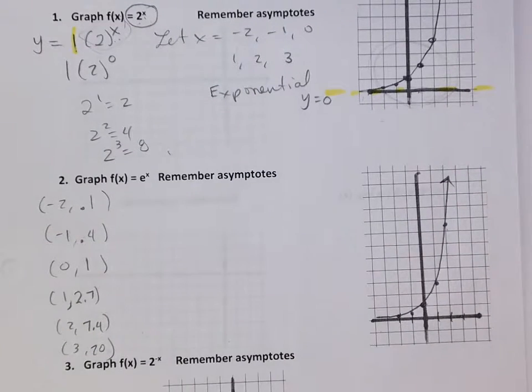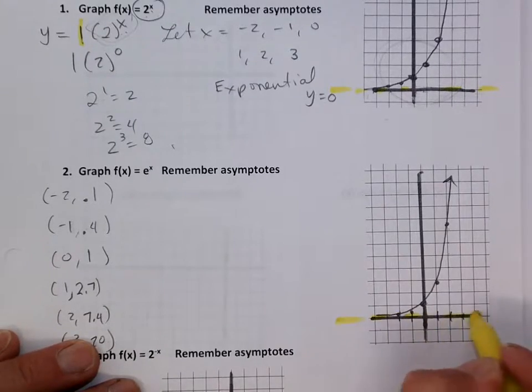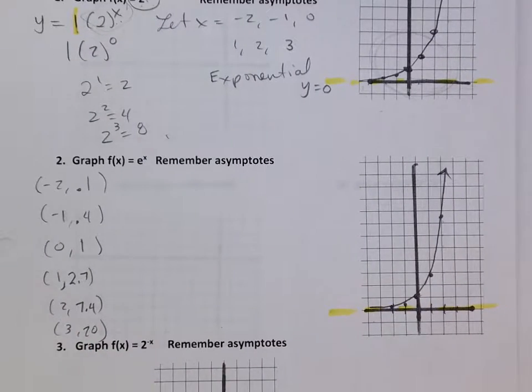Okay, got to remember my asymptote. We know that what happens is that it can never reach 0. So we're going to have a horizontal asymptote right there at y equals 0.